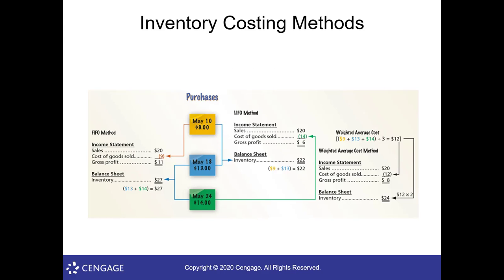Okay. So inventory costing under the various methods. Under FIFO, you sold the very first item, so $9, leaving us with the last 2 items. Under LIFO, you sell the last item, leaving us with the first 2 items. And then average cost, the cost of goods sold is $12, leaving us with 2 items of inventory times 12, or $24.